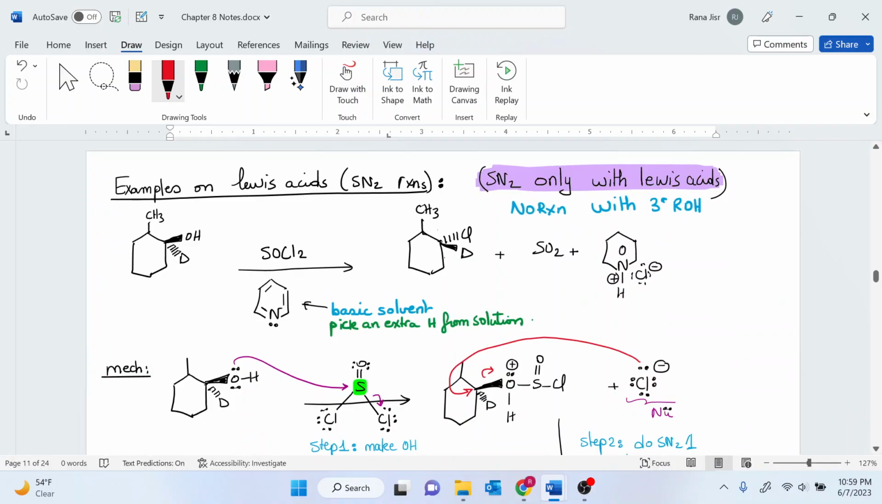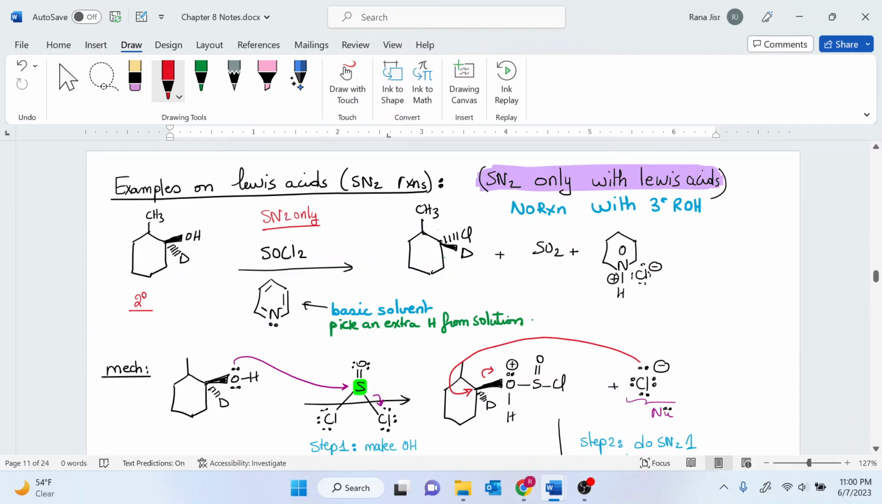Let's have an example with the Lewis acid. So we said that Lewis acids, thionyl chloride or phosphorus tribromide, both go with SN2 reactions only. So these are SN2 only. And the type of alcohol that I can start with is either a primary, a secondary, or methanol, and not a tertiary. This one is a secondary alcohol, so the reaction proceeds. But if it was a tertiary, pay attention, then the reaction will not proceed.